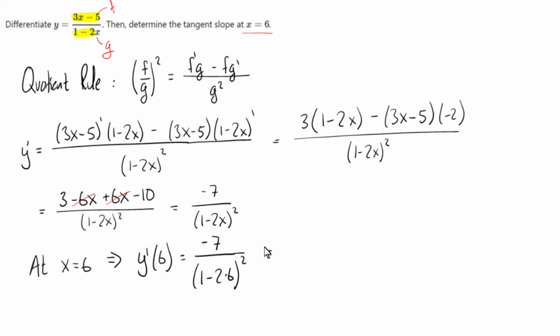And if we evaluate this, we're going to get negative 7 in the numerator. In the denominator, 2 times 6 is 12. 1 minus 12 is negative 11. Negative 11 squared is positive 121.